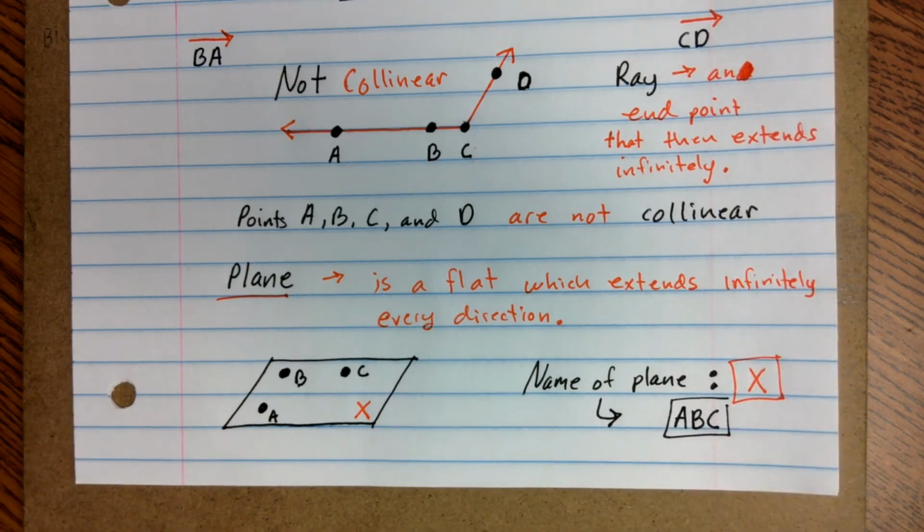So there's 2 ways to name a plane. We can either call this plane X, or we can call this plane A, B, C, which are the points that exist on the plane.